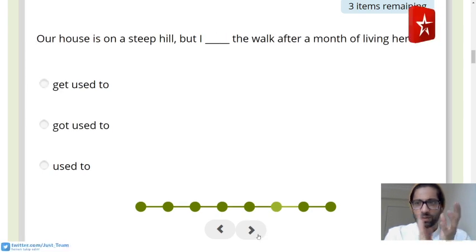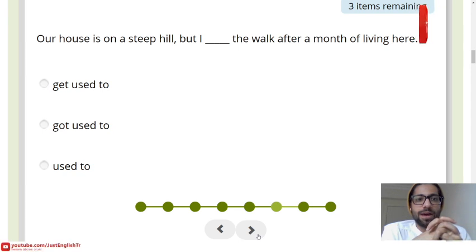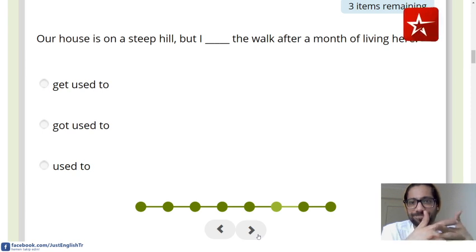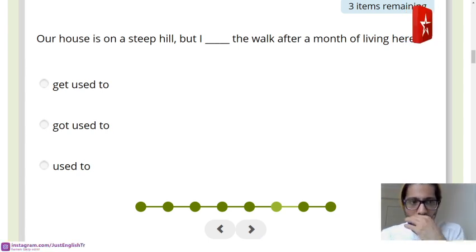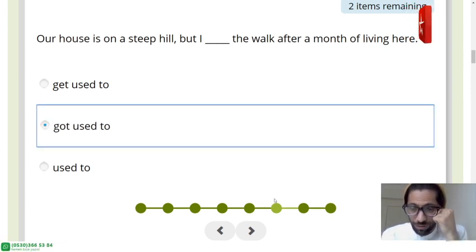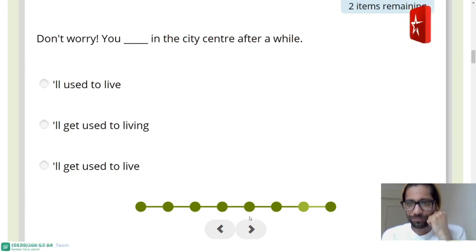Okay. Here, our house is on a steep hill, but I blanked the walk after a month of living here. Again, what we will use here? Miss Saleh, she said B. Okay, B it is. Let's jump.